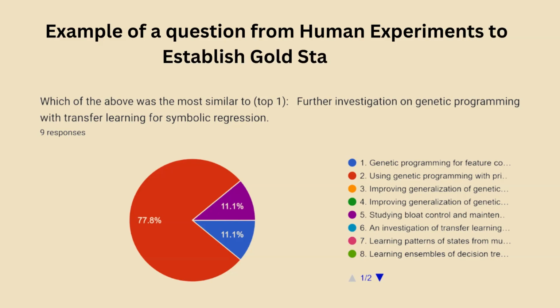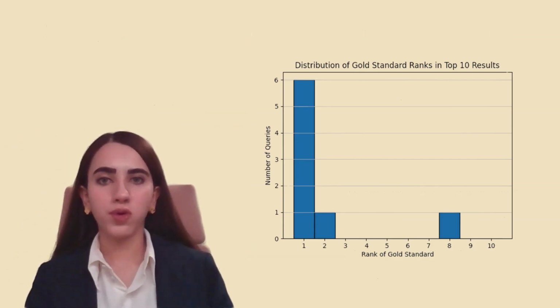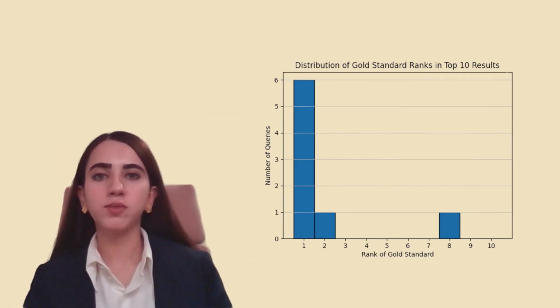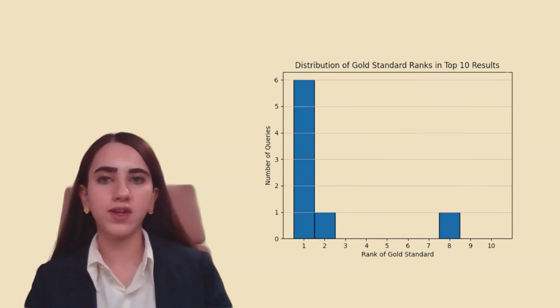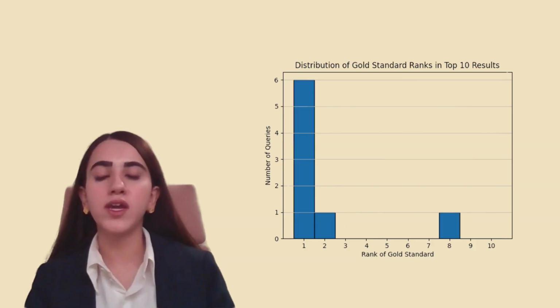Here is an example that shows the effectiveness of this experiment, as we can see that 77.8% agreed on one top similar paper. The system achieved a strong hit at 1 score, correctly ranking the gold standard paper first in 6 out of 8 cases. Additionally, it achieved a perfect hit at 10, indicating that the gold standard paper was always present in the top 10. The MRR score of 82.8% further supports the conclusion that the system frequently ranks the correct paper near the top.